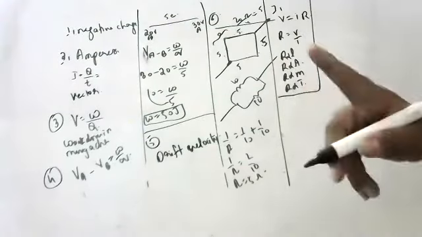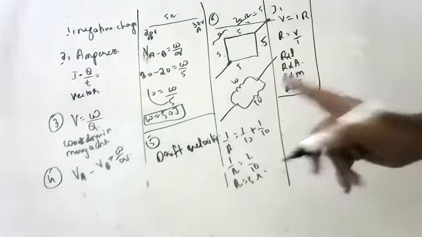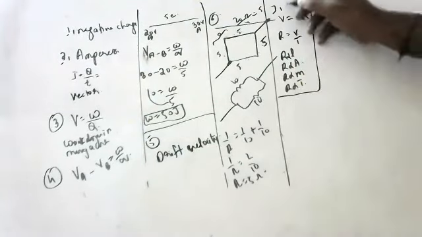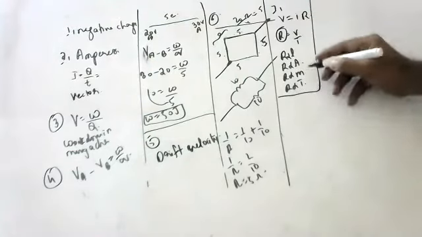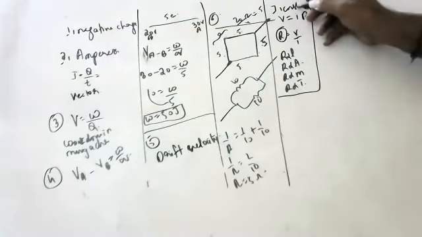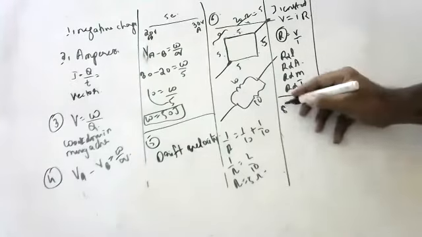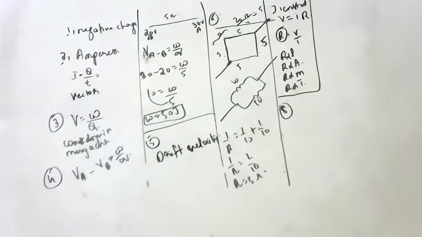So, resistance does not depend upon potential. It is because it is a constant. In Ohm's law, we have taken this as a constant, children. Resistance does not depend upon the voltage. Okay, children? Next question.